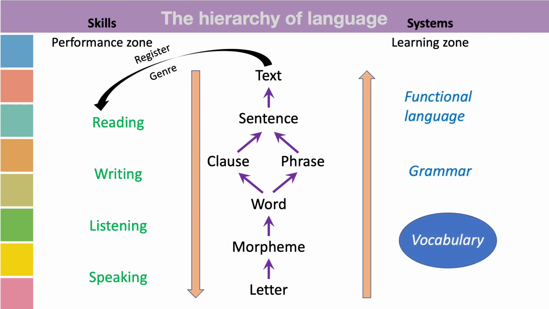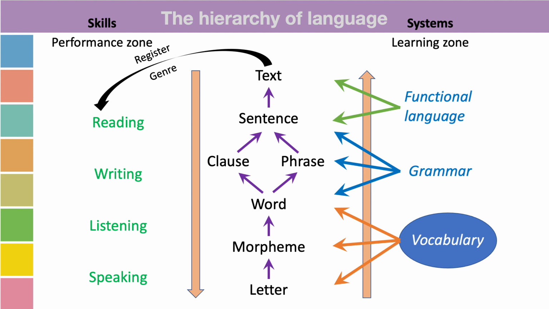So that our students get better at the skills, we teach them more of the systems. The lowest 3 items in the hierarchy of language are what we teach about vocabulary. The middle ground covers grammar, and we introduce functional language into the mix when we teach students to make sentences and combine them into text. Functional language is in many ways dependent on register and genre.